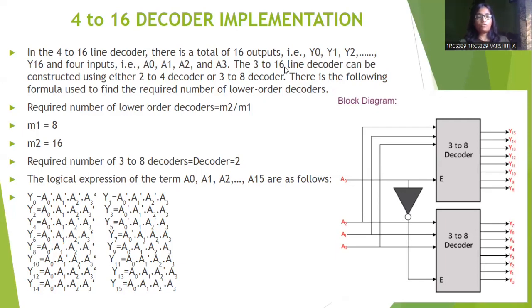Y0, Y1, Y2 till Y15 are the outputs for the 4 input signals A0 to A3, where Y0 to Y15 are the minterms for these 4 input signals. Here A0, A1, A2 and A3 are the input signals. A 4 to 16 decoder can be implemented with the help of two 3 to 8 decoders, where we connect 3 input signals to each 3 to 8 decoder.